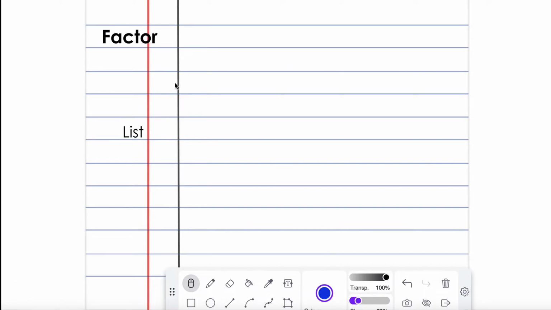Draw your line down your notebook and let's write the word factor. Again, what are factors? Factors are facts. An example of your facts would be 2 times 3 equals 6. 2 is a factor and 3 is a factor.